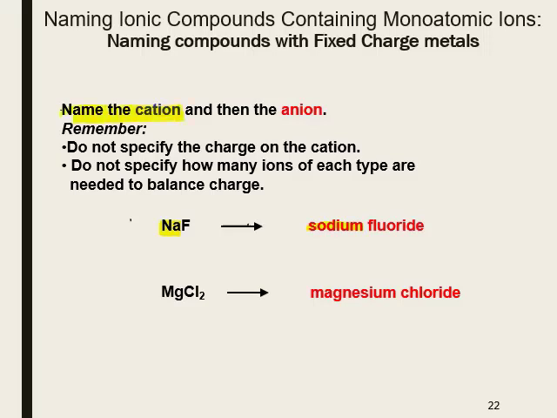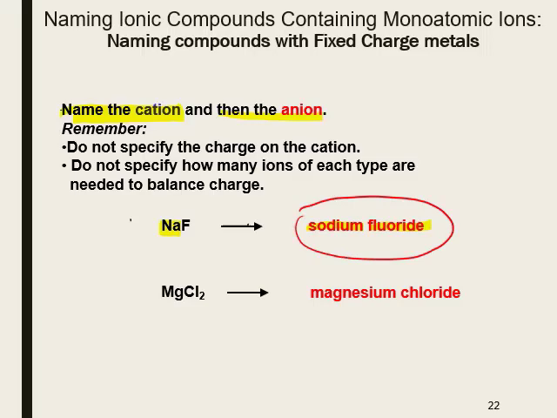The second half is we need to name the anion. So the anion is F. F is fluorine. And we learned previously that fluorine, after it gains the electron, becomes fluoride. So the name of the fluorine anion is fluoride. So the total name of this formula is sodium fluoride.